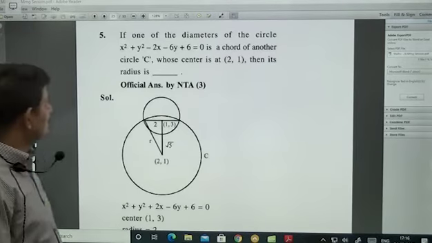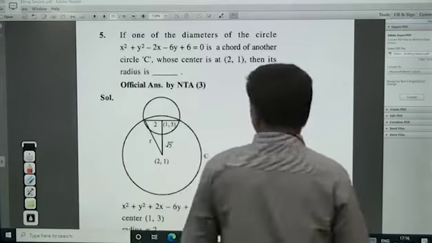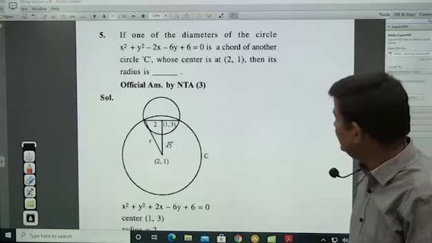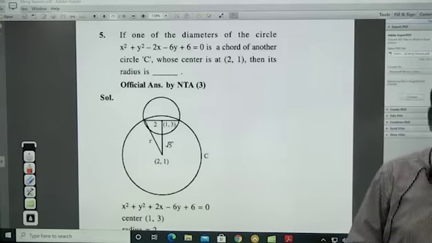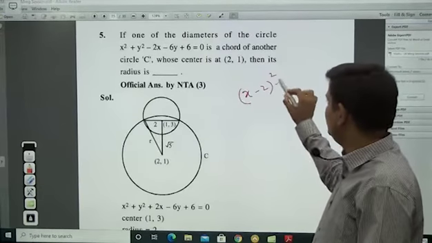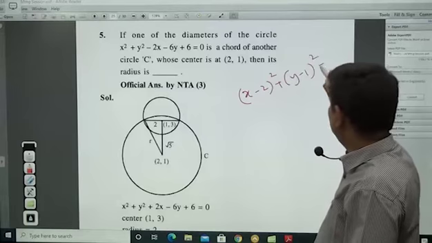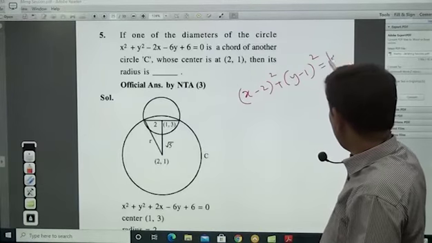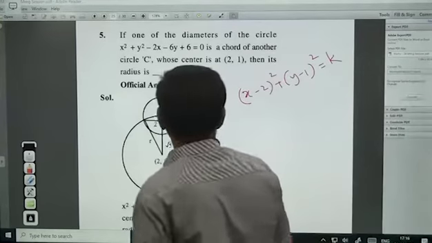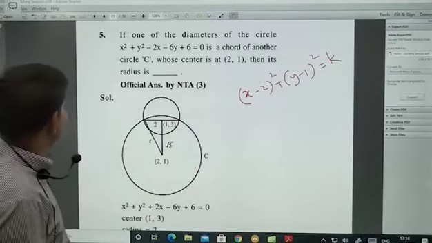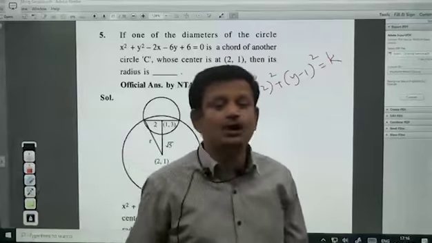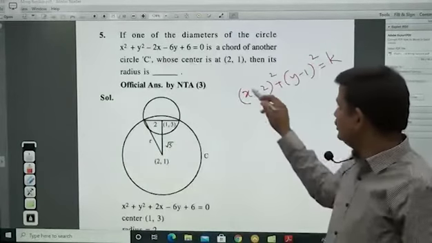If one of the diameters of the circle is a chord of another circle C, whose center is at 2, 1. How does a circle whose center is 2, 1 look like? X minus 2 whole square plus y minus 1 whole square is equal to r square or some k. Okay, this is how the circle will look like. The diameter is a chord of this circle, also a chord of that circle. So what are we talking about? Common chord.